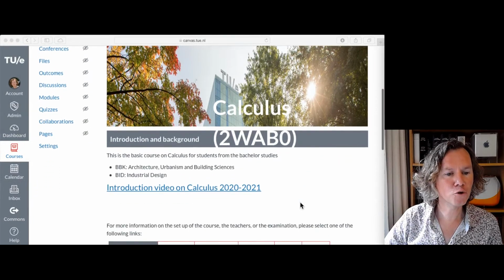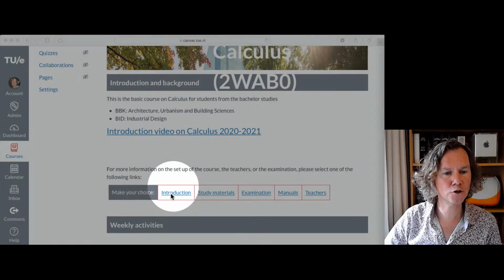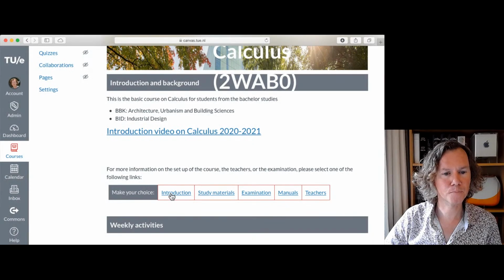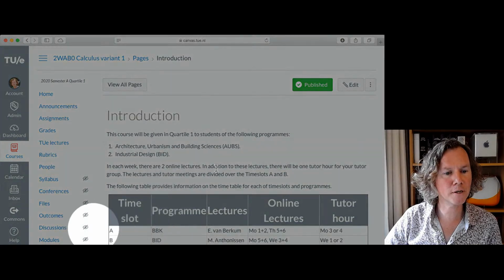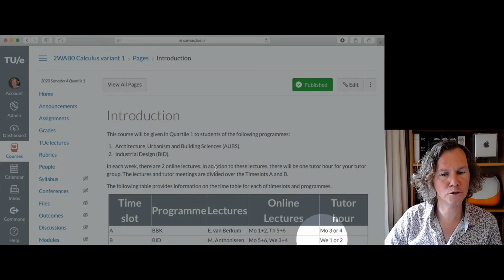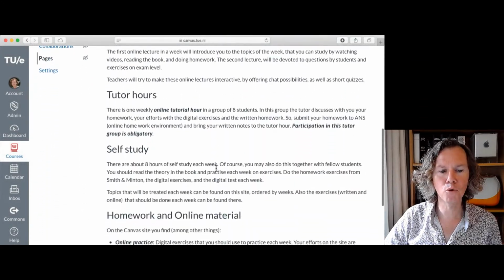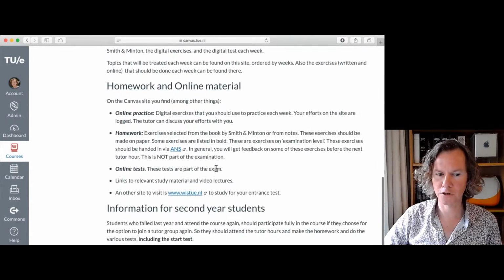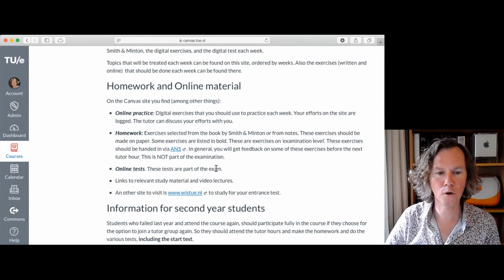And then if you scroll down a little bit more, you see here, this bit here, introduction. Let's click it. Introduction. So you see here that we are apparently time slot B. That's my name. Monday, Wednesday, and so on. And here you will see a little bit more detailed what I've just been explaining. So the different tests you have, the different educational forms, and so on.